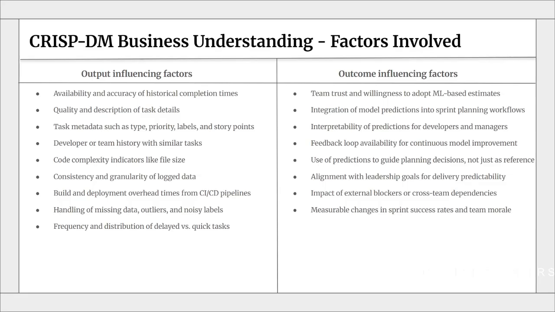That could be influenced by the outcome influencing factors. First one is team trust and willingness to adopt our ML-based estimates, integration of model predictions into sprint planning workflows, interpretability of predictions, which is very important, and use of predictions to guide planning decisions. And it's not just as a reference, but to actually believe in the estimate that's being given by the model. And impact of external blockers or cross-team dependencies could be a major factor, and measurable changes in sprint success rate and the team morale. So these are some of the factors that affect the business adoption of our model.